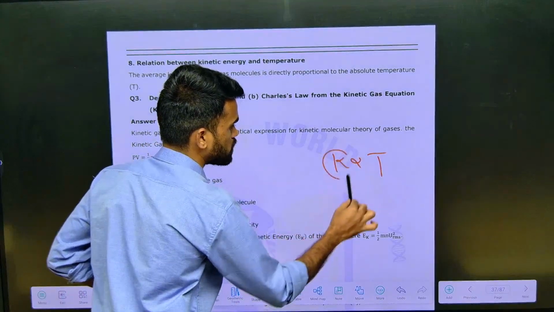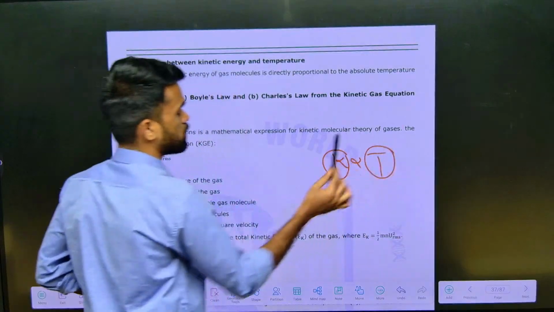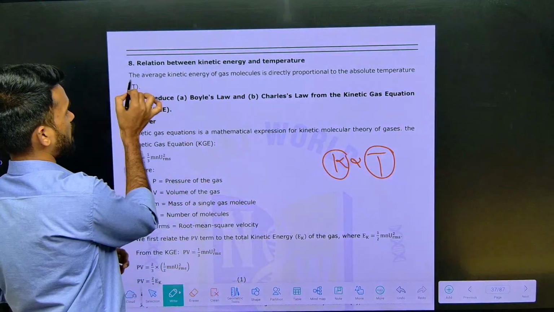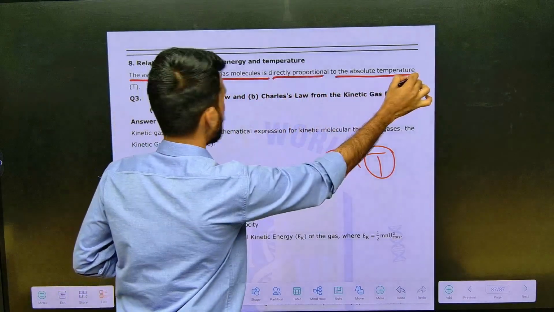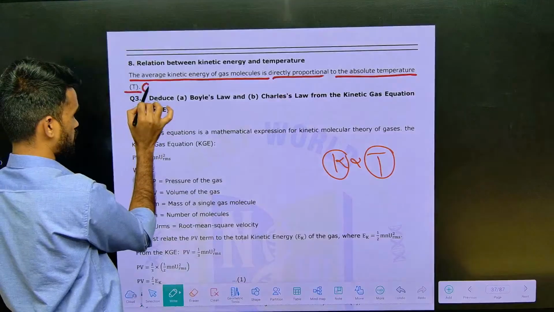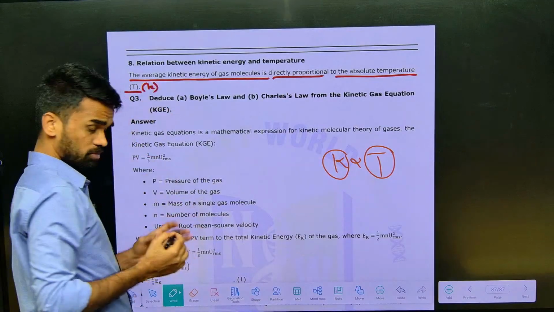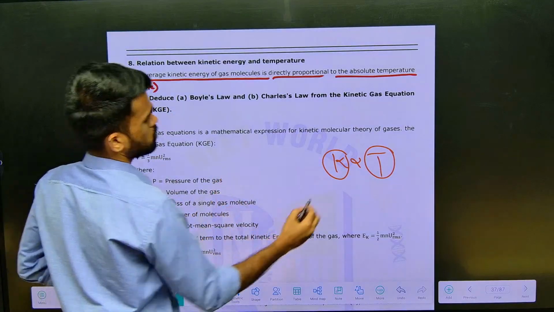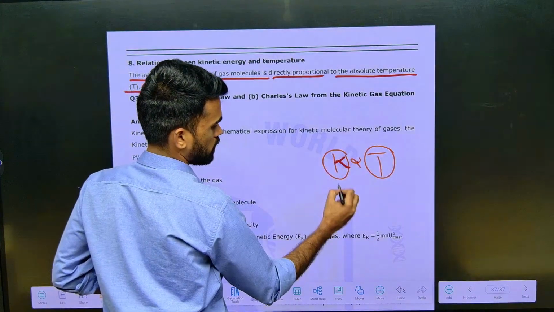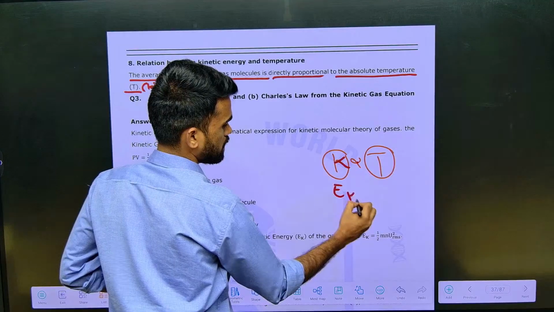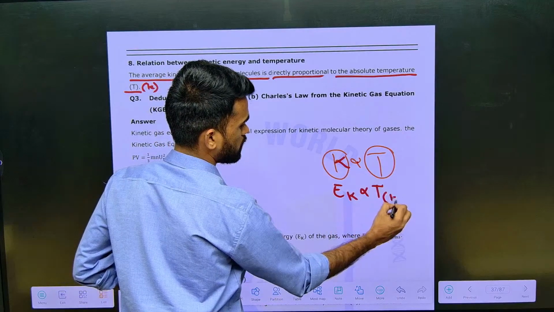So kinetic energy is directly proportional to temperature. The average kinetic energy of gas molecules is directly proportional to absolute temperature, that is temperature in the Kelvin scale. So just remember this: K is directly proportional to T. That is, kinetic energy Ek is directly proportional to temperature in Kelvin. That's it, you remember it like this.